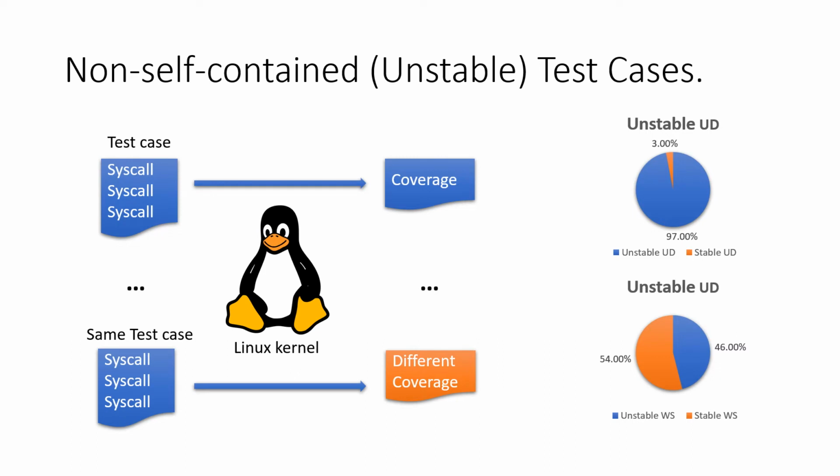Although Syzkaller has some mechanism, the test cases generated by Syzkaller are unstable, which is, we have a test case and get its coverage. If we execute the same test case later, the coverage would be different. We found for the test cases that were previously able to reach the unresolved dependency and white statement, a large number of them become unstable.